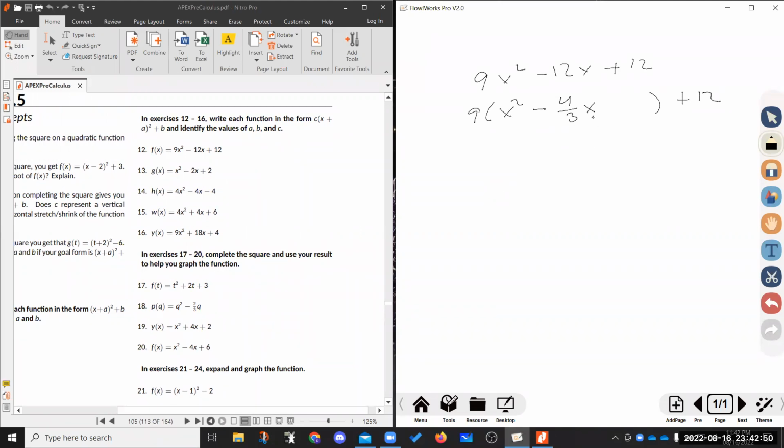Now I'm going to take half of the middle number and square it. When I take half of the middle number, that gives me -2/3. When I square that, that's going to be 4/9. I just added 4 into the problem when I multiply 9 times 4/9. So I'm going to subtract 4. That makes this 9 times x minus 2/3 squared plus 8. My vertex is going to be at 2/3, 8.